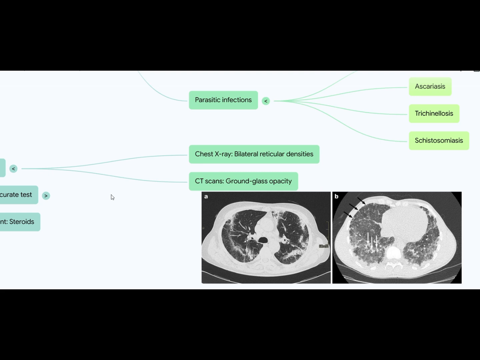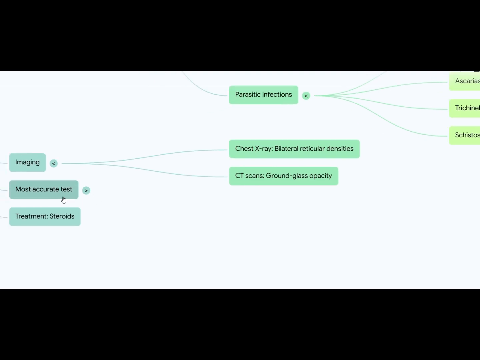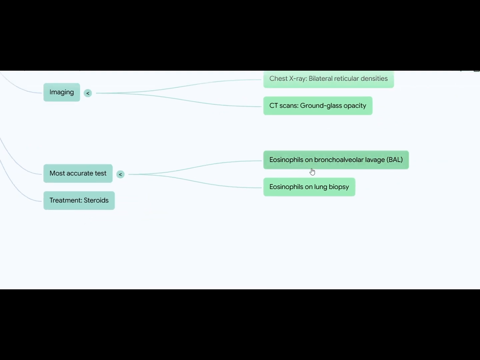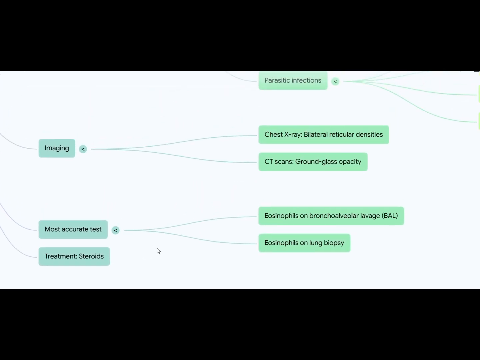Right, I see. And the definitive test, like the biopsy for COP? The most accurate test here is finding eosinophils, that specific type of white blood cell, in high numbers. You can find them either through a bronchoalveolar lavage, or BAL. Where you wash out parts of the lung. Exactly. Or, again, through a lung biopsy. Seeing those eosinophils is key. And the treatment is also steroids here? Yes, interestingly enough. Like COP, the treatment that works for eosinophilic pneumonia is steroids.